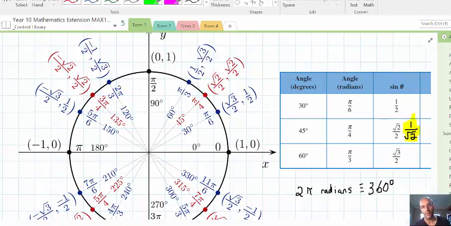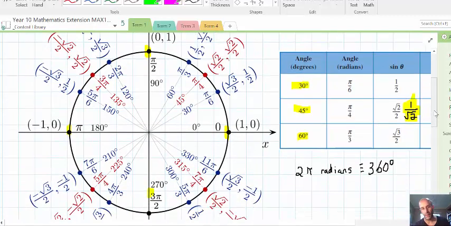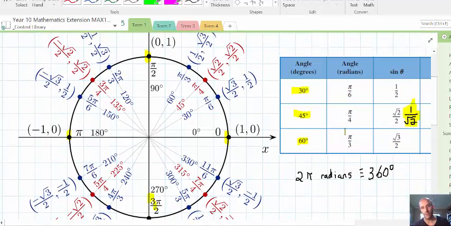We're going to see how we generate such things. The exact values we do are based on 30, 45, 60, plus a couple of special cases like 0, pi on 2, pi, and 3 pi on 2. They're our special cases. So how do we generate all these?